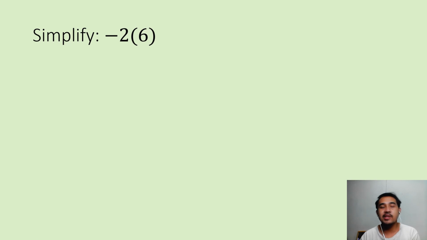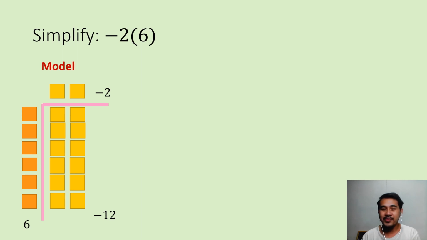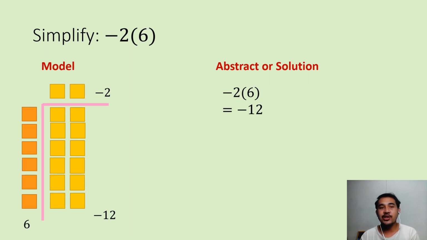Another example is negative 2 times 6. Let's have the model. The horizontal is negative 2, then the vertical is 6. So now let's have another dimension. Multiplying one at a time, negative 1 times 1 is negative 1. Negative 1 times 1 is negative 1. Expediting the process, the answer would be negative 12. In the abstract or solution, we have negative 2 times 6. The answer is negative 12.